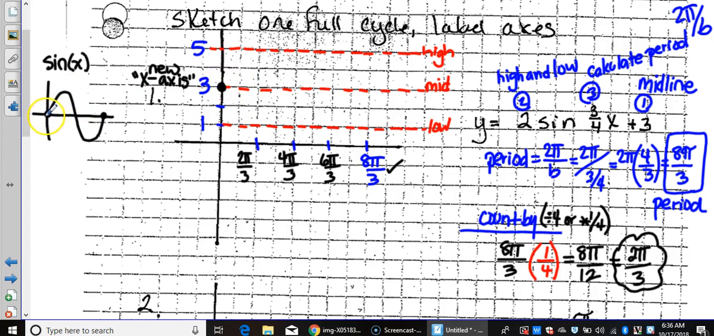Follow this motion. Starts here, goes up, because we have no reflection. See, there's no negative. So from here, we go up, come back down to the midline, go down to the low, come back to the midline, and we're done. And that's how we graph with A, B, and D.